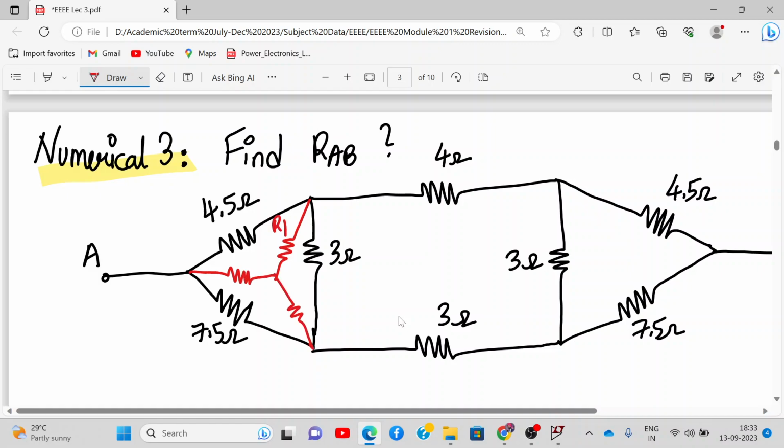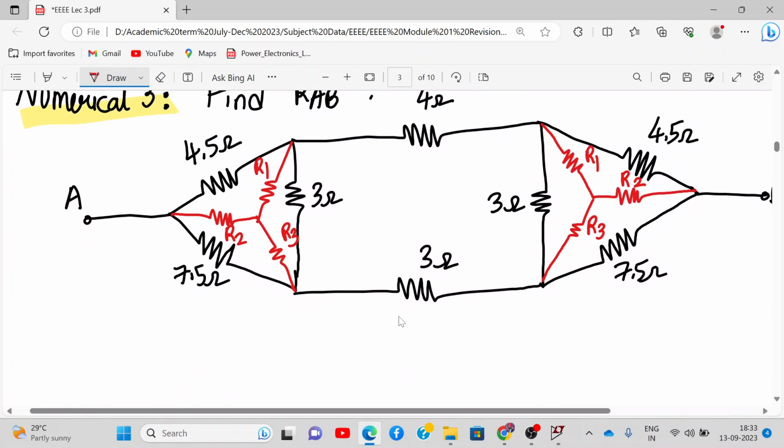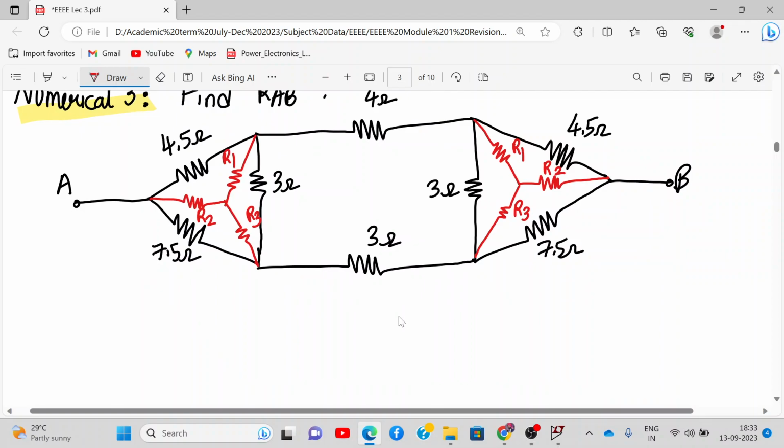I need to find R1, R2, R3. Here also R1, R2, R3 are one and the same because the values will be similar, so I need not find it again and again. This one will be R1, this one will be R2, and this one will be R3. It's exactly symmetric, right? So no need to write R4, R5, and R6. Now let us find the value of R1, R2, and R3. Let's write the solution.